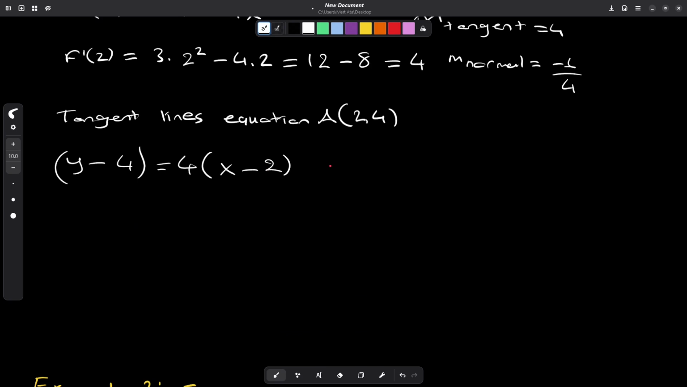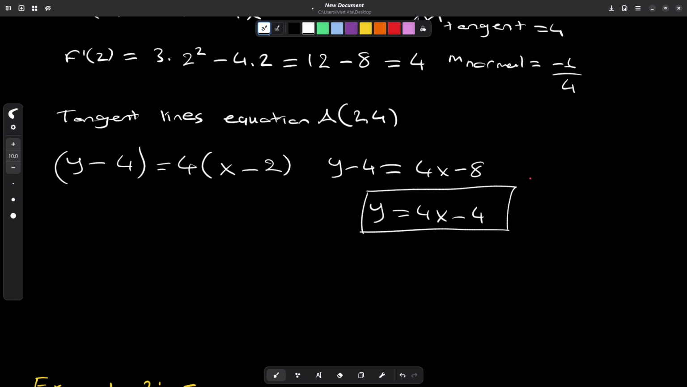Some algebra, y minus 4 is equal to 4x minus 8. You can write everything on one side. You can send everything to the left hand, right hand. Let's leave y alone. The line is y is equal to 4x minus 4. This is my tangent line.